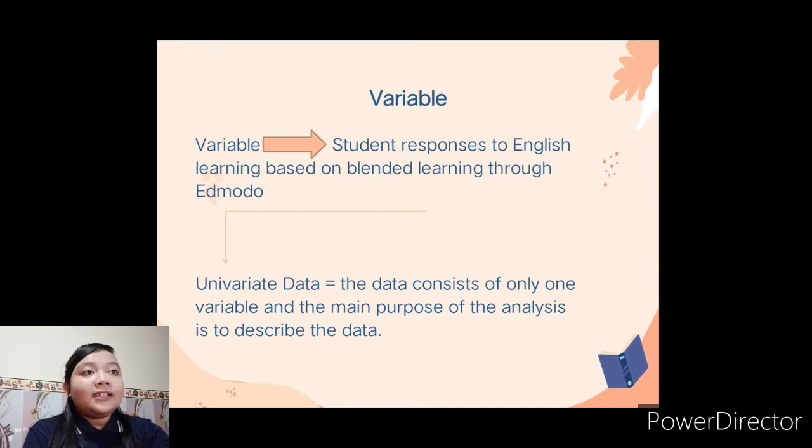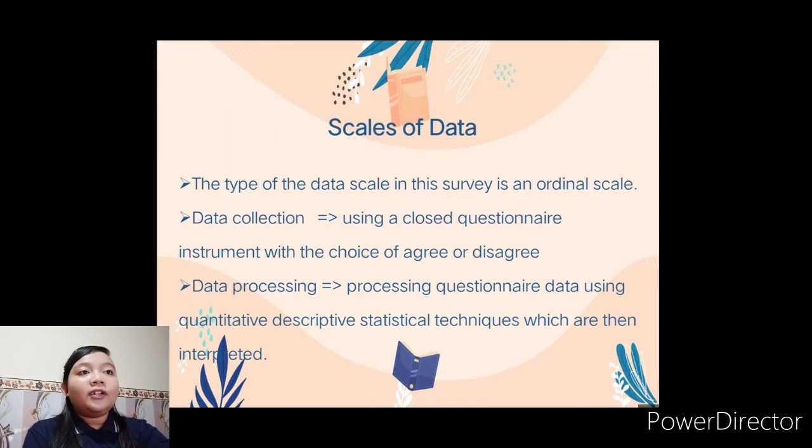The variable of this research is student responses to English learning based on blended learning through Edmodo. This variable is an independent variable, and because this data only has one variable, it is also called univariate data. For the scales of data, the type of data scale in the survey is an ordinal scale. For data collection, it uses a closed questionnaire instrument with the choice of agree or disagree. And data processing uses quantitative descriptive statistical technique, which is then interpreted.